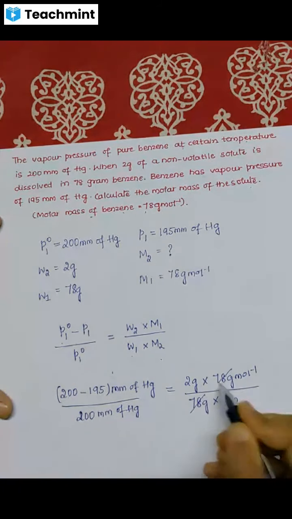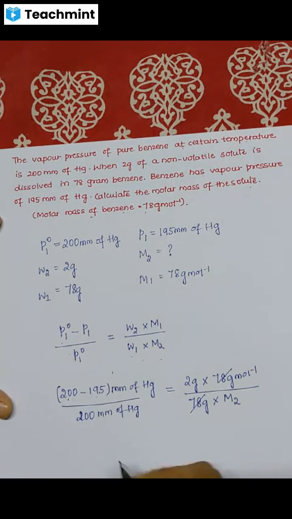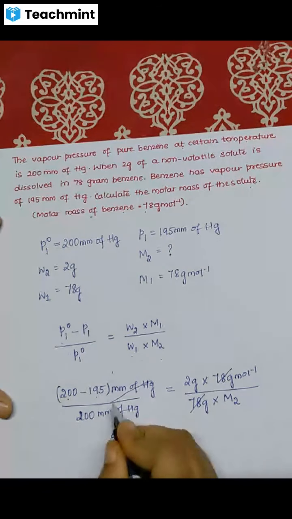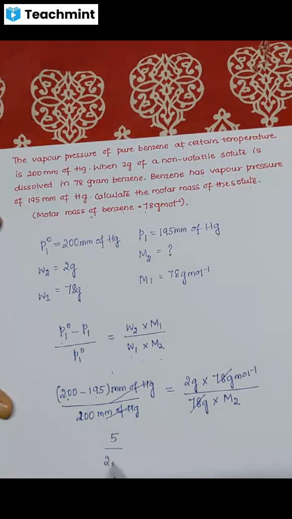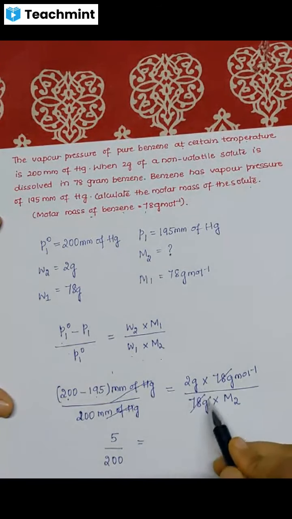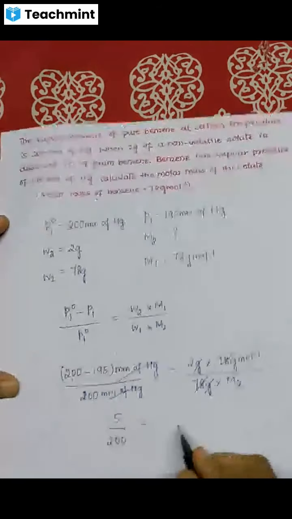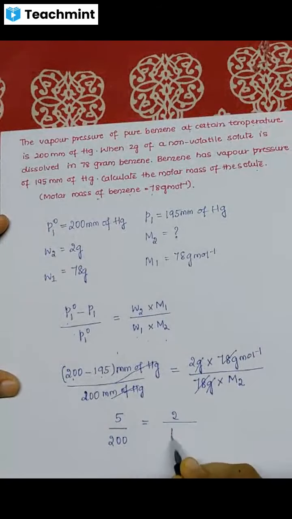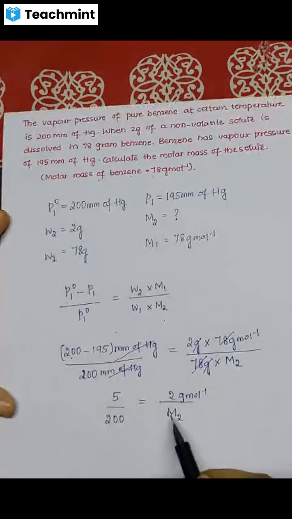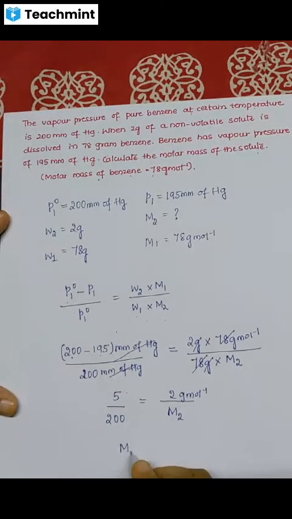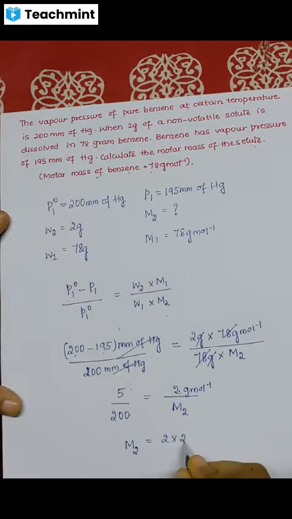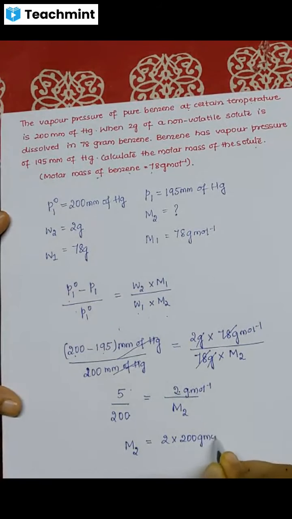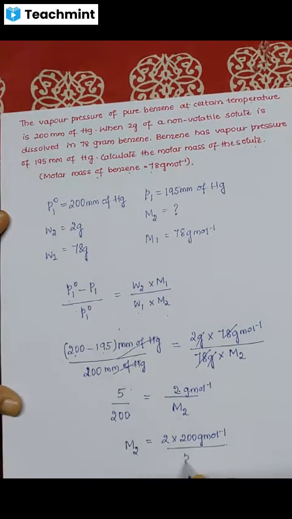So 78 gets cancelled. 200 minus 195 is 5. mm of Hg gets cancelled. 5 divided by 200 equal to, gram gets cancelled, 2 divided by M2, that is gram per mole. Now we will take this to the other side. So what do we get here? M2 equal to 2, this 200 comes here, it becomes 2 into 200 gram per mole divided by 5.